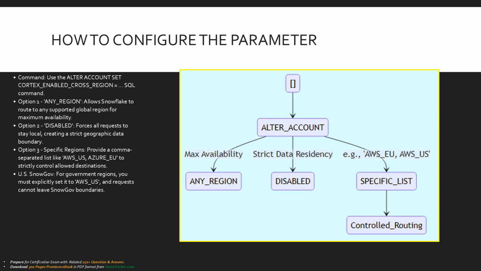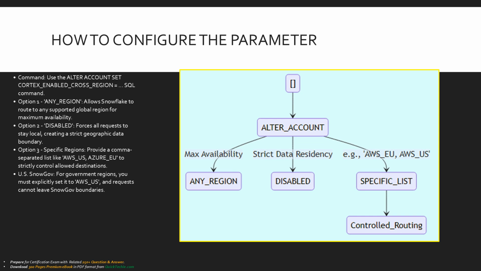Let's discuss the how. Configuring this parameter requires the account admin role, as it impacts account-wide data routing. You modify this using the alter account set Cortex-enabled cross-region SQL command. You have three primary configuration strategies. Setting it to any region provides maximum flexibility, allowing Snowflake to find the fastest, most available region globally.